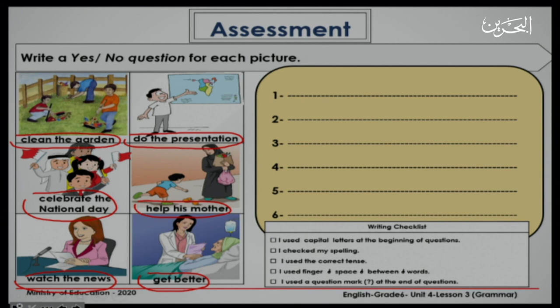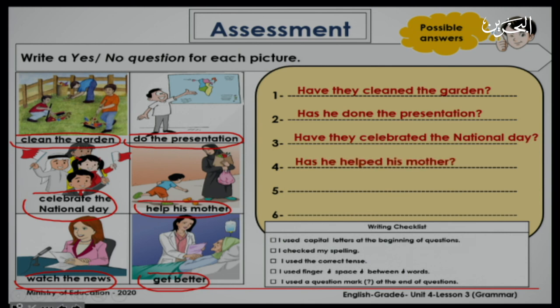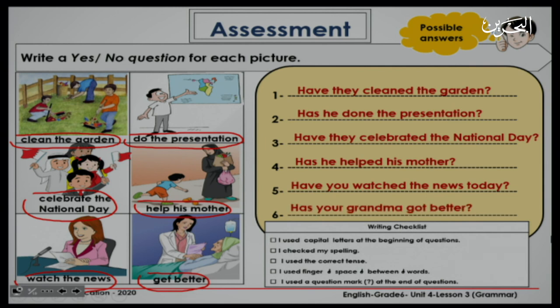Are you done? Now let's check your answers. Let's look at some possible answers. Number one, have they cleaned the garden? Number two, has he done the presentation? Number three, have they celebrated the National Day? Number four, has he helped his mother? Number five, have you watched the news today? And finally, has your grandma got better?